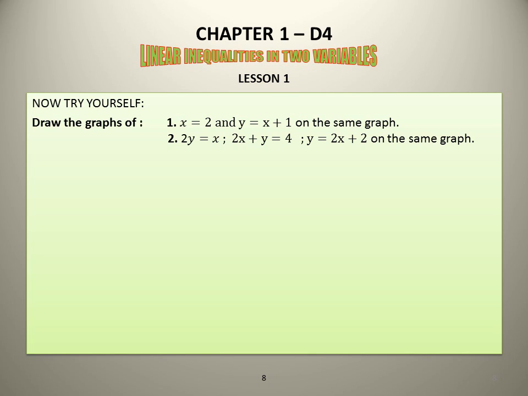In question number 2 there are three equations, so draw these three equations on the same graph paper by using any one of the methods which you feel is easy.